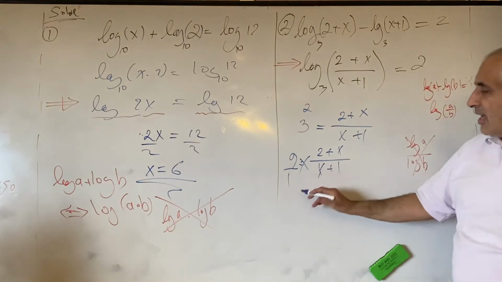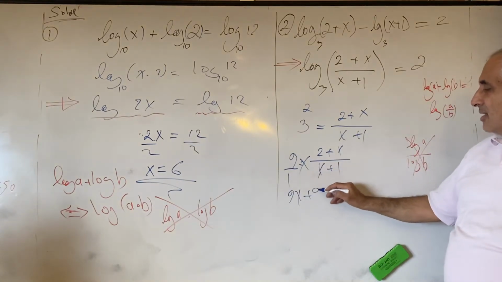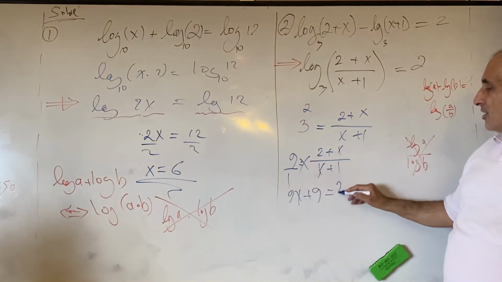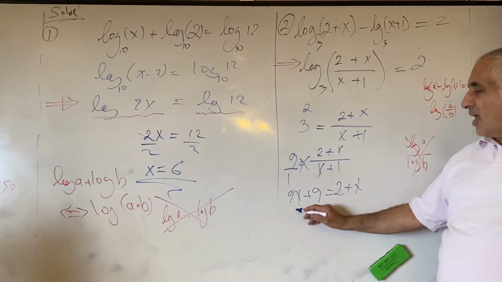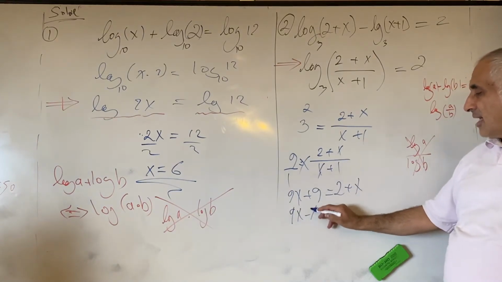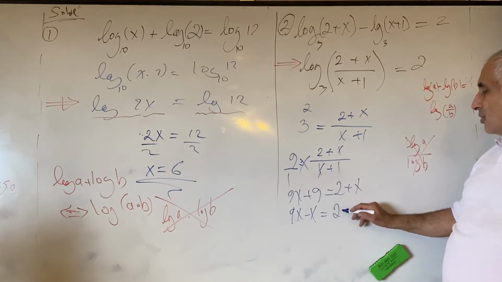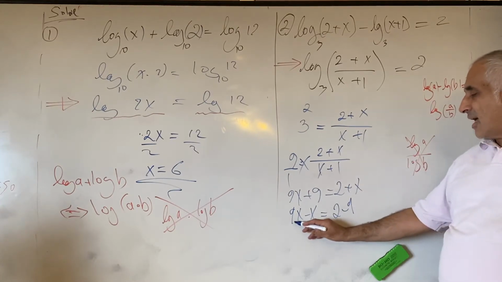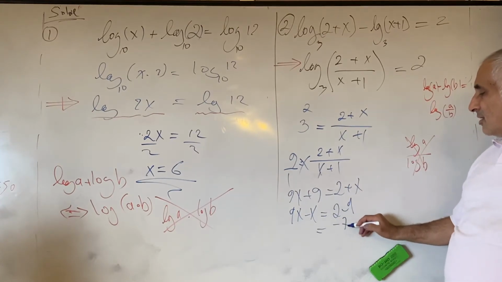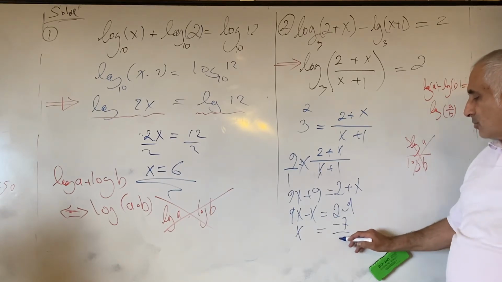Cross multiply. 9 times x, 9x plus 9. This times 1 is a 2 plus x. Put the x's together. 9x minus x. And put the numbers together. 2 minus 9. And here's 8x and here's minus 7. Divide both sides by 8, that would be the answer.